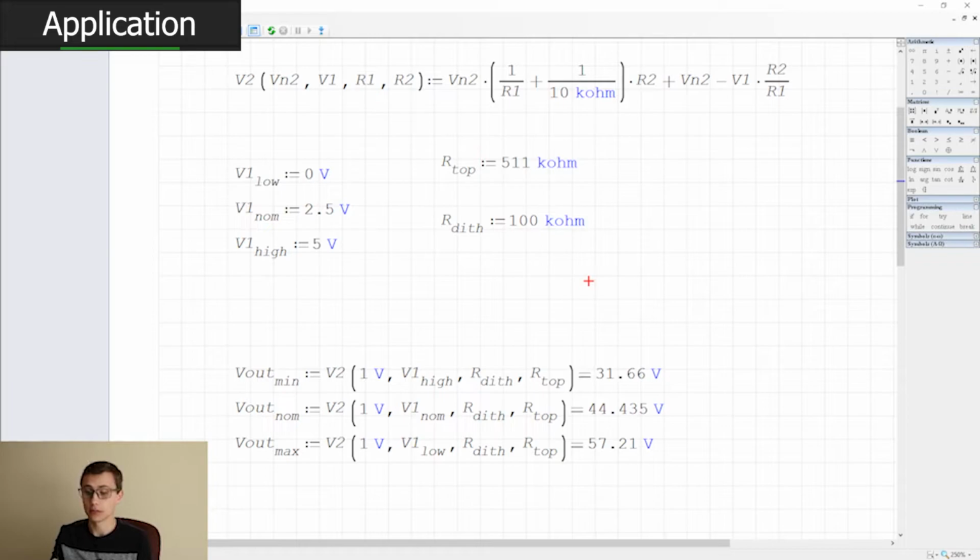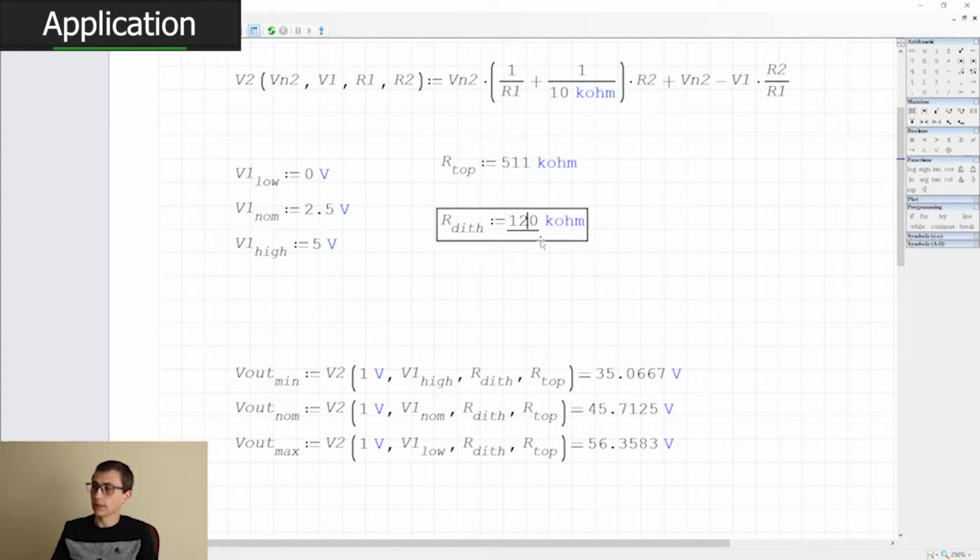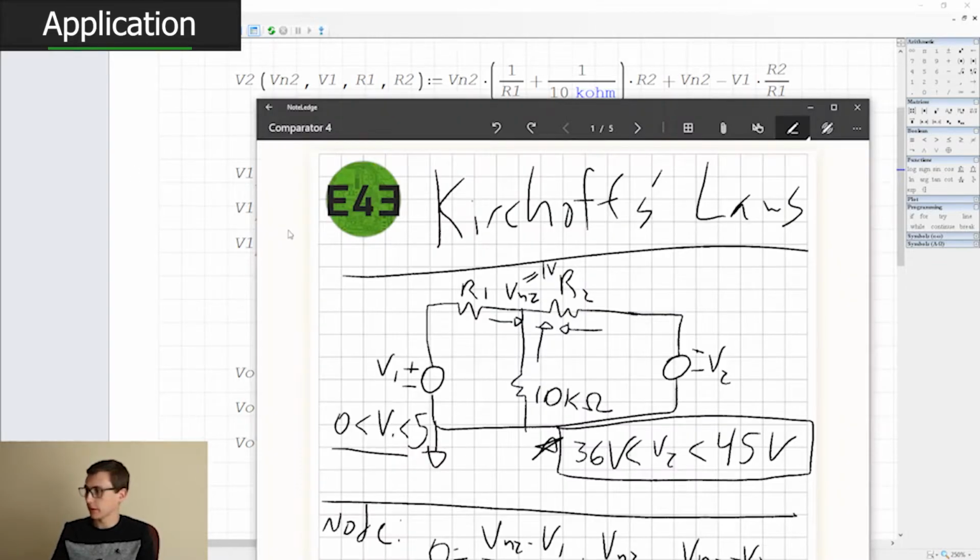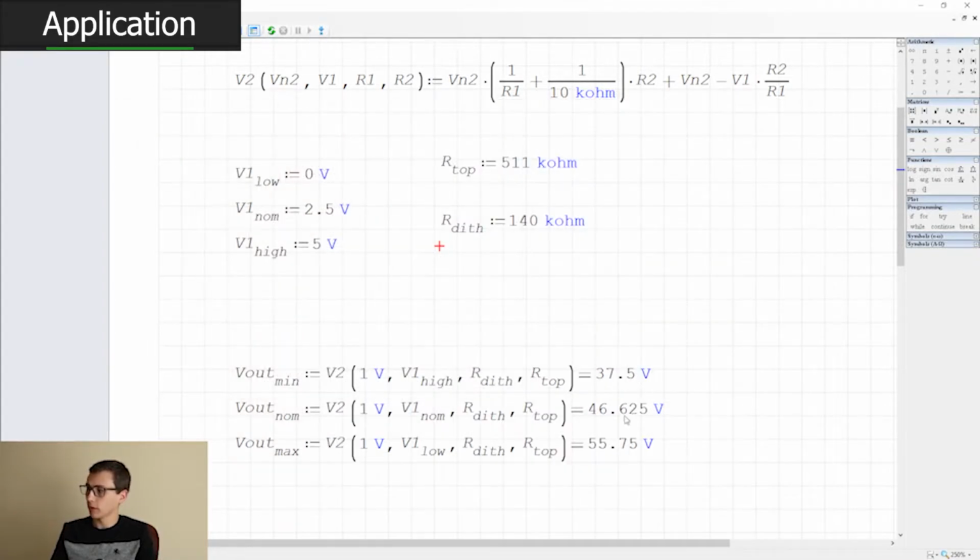So let's think about how we could adjust that. Let's say that we take our R div and we make that 120 ohms, or sorry, 120 kilo ohms. Hey, look at that. We've now changed how wildly that swings. How about 140? Look at that. That looks pretty darn close to where we were meant to end up. We're going for 36 to 45, but our range is still a little too big. So maybe something more like 200 kilo ohms. Great. And you can kind of go through this iterative design.